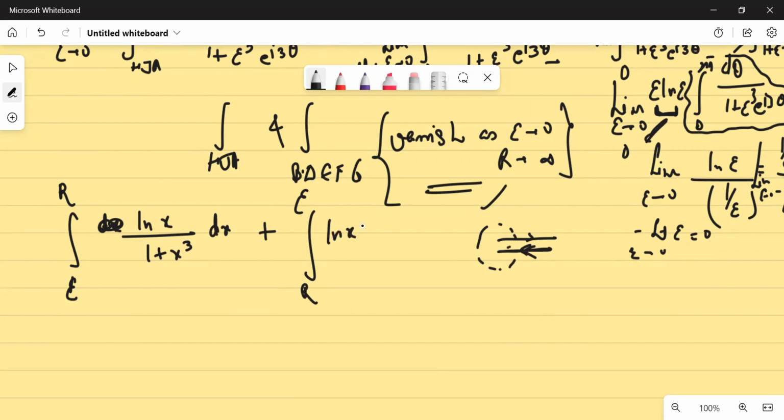So this is ln x plus i 2 pi, and then I have e to the power i 2 pi dx, and then in division 1 plus x cube, because e to the power i 2 pi whole cube is e to the power i 6 pi, that is 1.